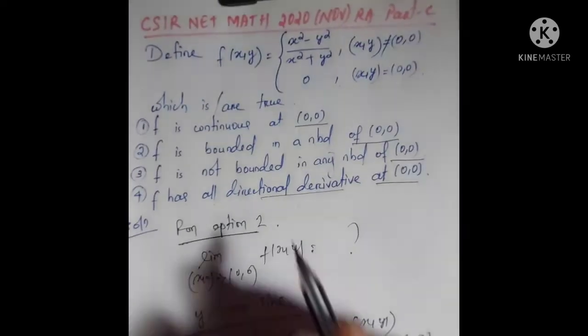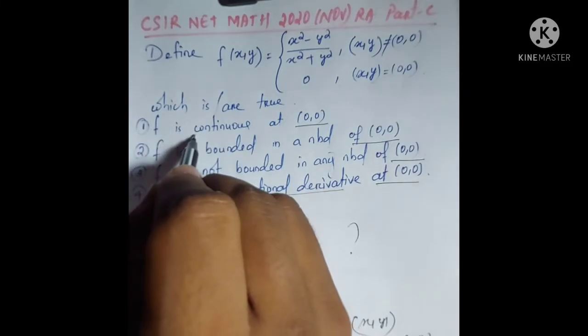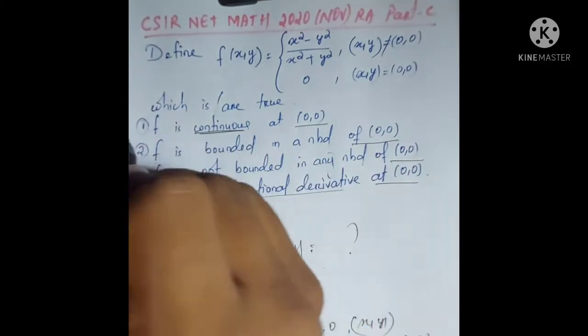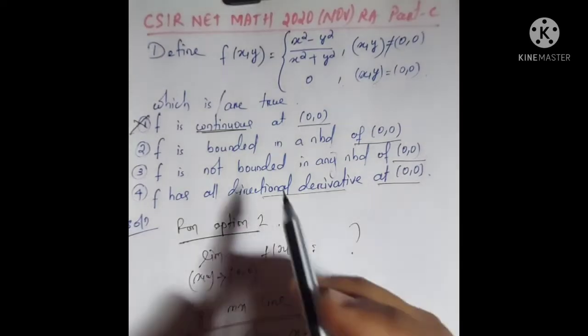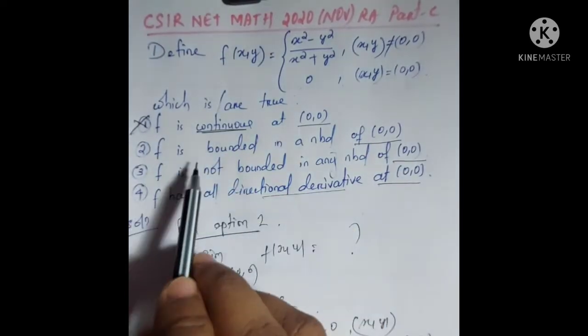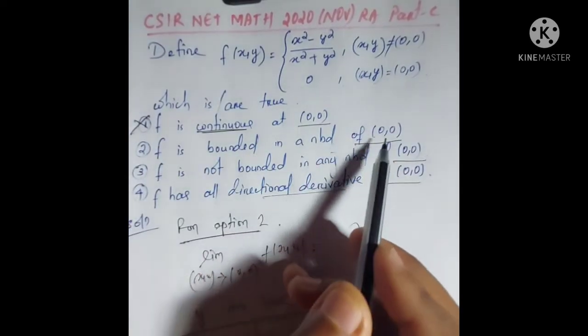So at origin, the limit does not exist. So the function f is not continuous at origin. So option 1 is wrong. Now for option 2 and option 3, is f bounded in a neighborhood of (0,0) or not?